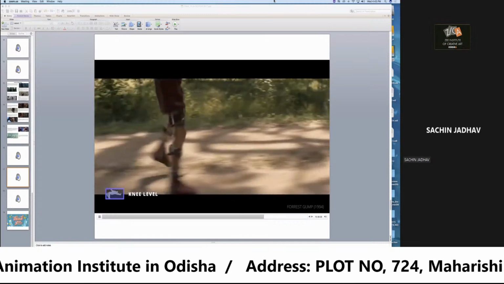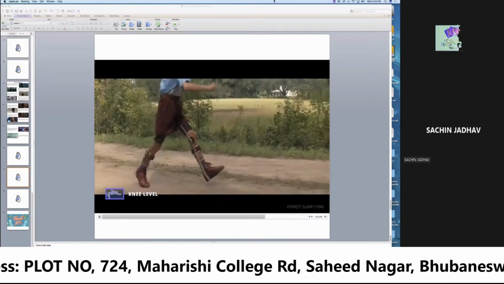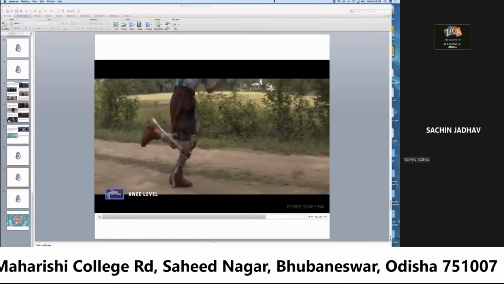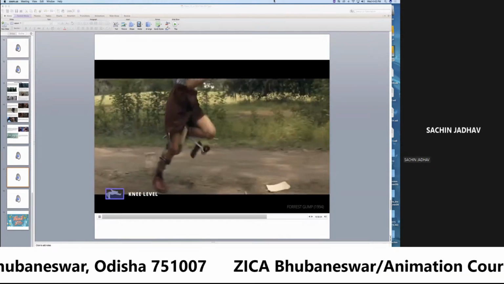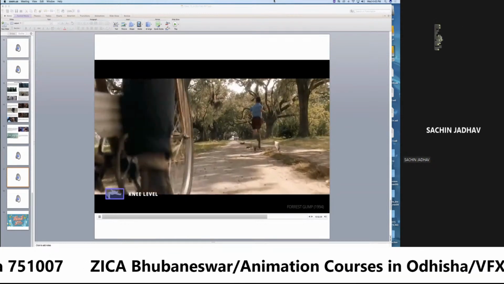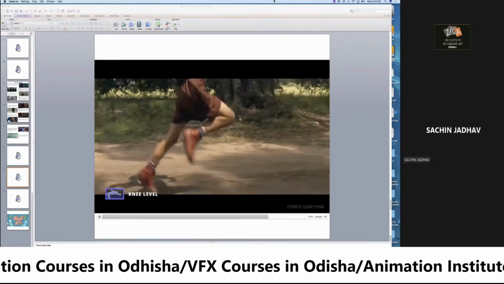Like in this moment from Forrest Gump. This perfectly chosen knee level shot gives us a front row seat to his personal triumph. Run, Forrest, run.